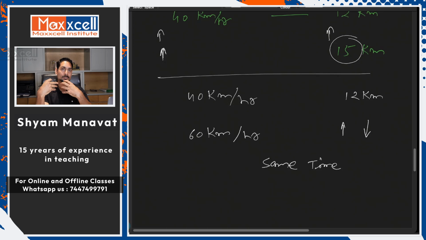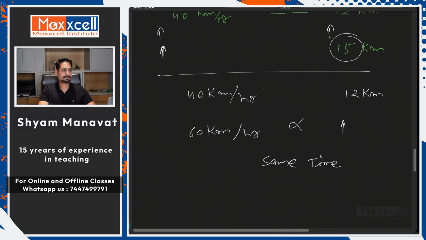Will I be able to cover more distance or less distance? Of course, more distance, because if I increase the speed, I will be able to cover more distance, right? That's how they are directly proportional. One increases, the other also increases. I hope this is fine. Great.